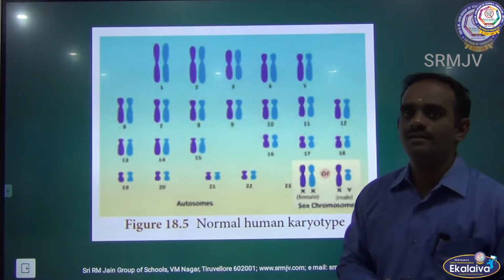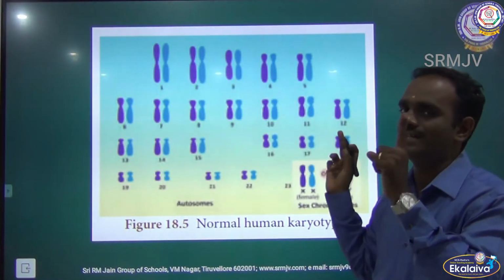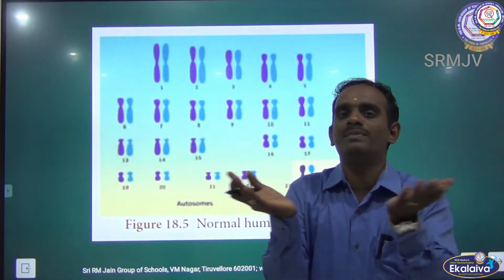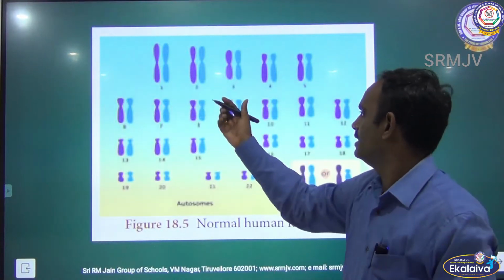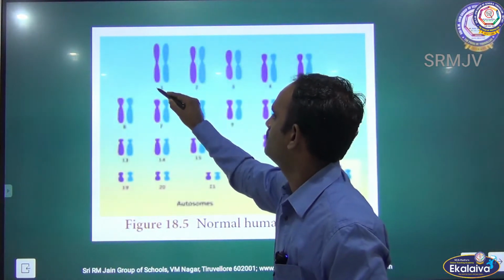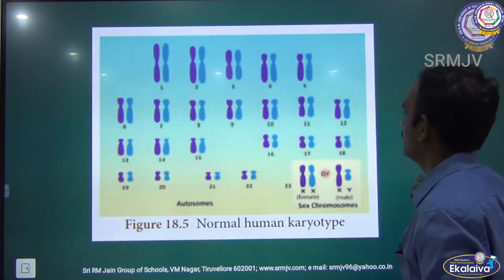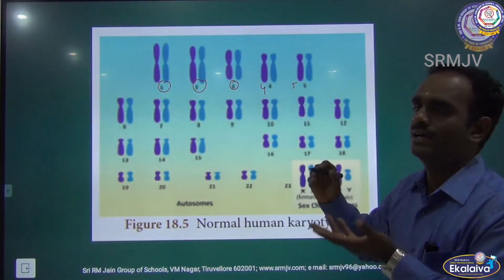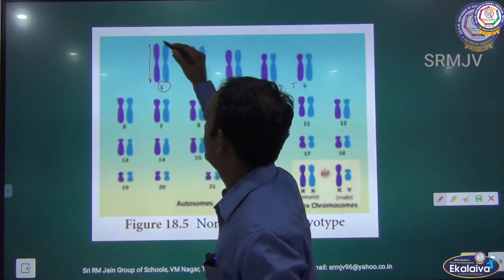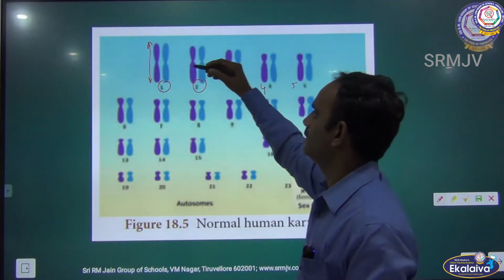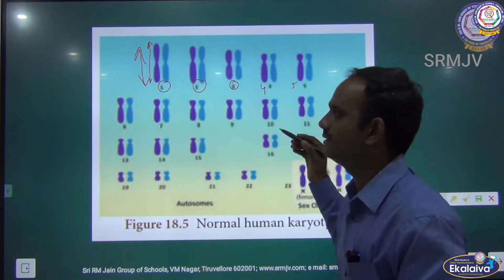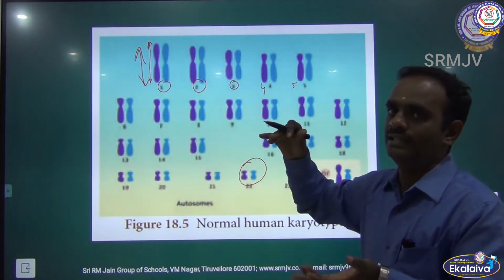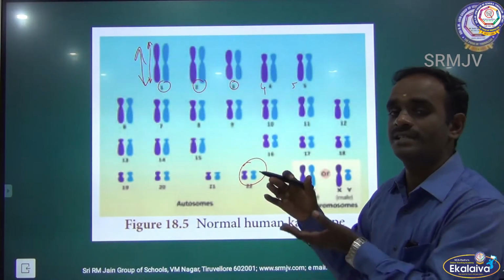See the picture here, children. Each cell contains 23 pairs of chromosomes, as I said earlier. The chromosomes are arranged in pairs. This is the first pair, and then second, third, fourth, fifth, like this. They are arranged in descending length. The topmost is the highest in length, decreasing in length, followed by very small chromosomes. So they are arranged in decreasing order of length, shape and size of the chromosomes.